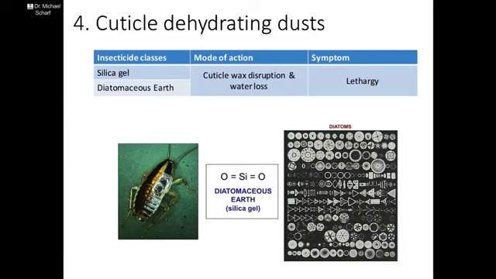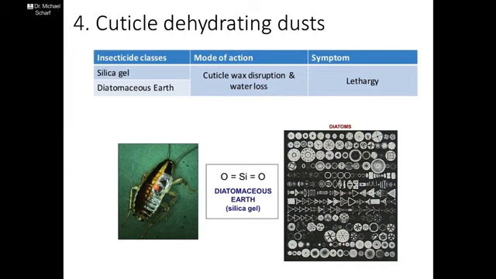Okay, and then the fourth category here is the cuticle dehydrating dusts. This is both silica gel and diatomaceous earth. These come from silicon, which is like glass. It's a glassy-like material, a very fine powder. It comes in nature from diatoms, fossilized exoskeletons of diatom organisms, invertebrate organisms. They crush those up, and you get this glassy powder.